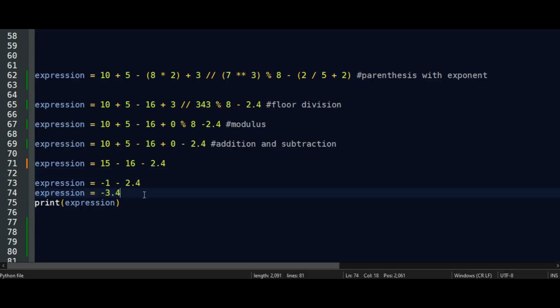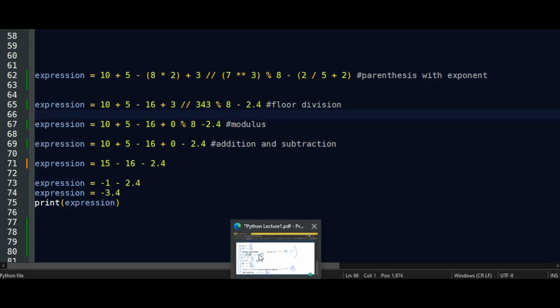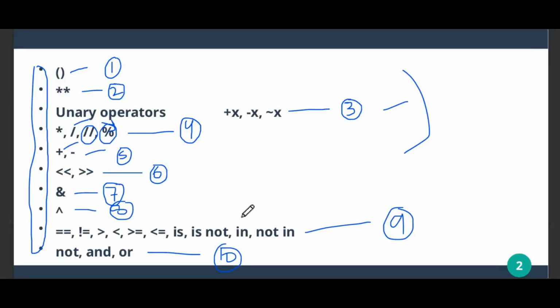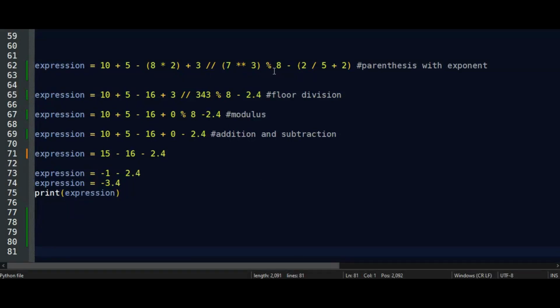And if you don't follow this operator precedence, and try to solve this equation by randomly evaluating the different parts of this equation, then you will get different answers. But this one is our correct answer because it follows the precedence of the operators.